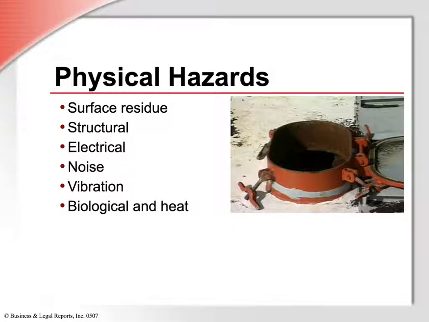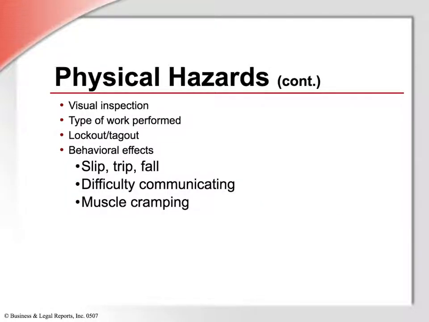Again, with the physical hazards, you need to visually inspect and determine if the entrant will be performing work that creates hazards such as using electrical power tools, exposure to noise, vibration, and heat. Before entering any confined space, workers must follow all lockout/tagout procedures in order to control all the potential physical hazards in a confined space. The behavioral effects on entrants include slips, trips, and falls, difficult communication due to the noise, and muscle cramping because of the onset of heat illness.